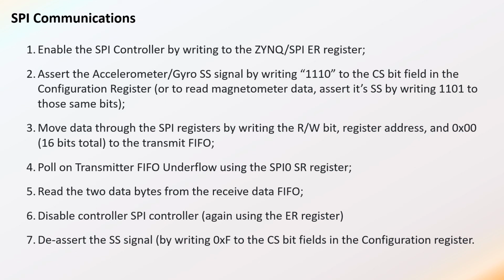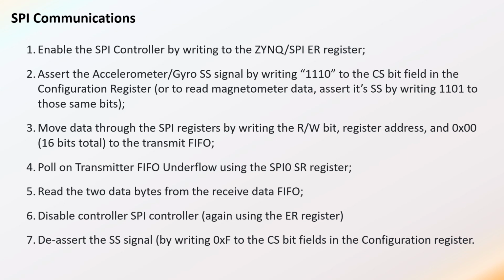So last slide, quick summary for SPI communications. Enable the controller by writing to the Zynq SPI ER register. Assert the gyro SS signal by writing 1110 to the CS bit field in the configuration register. And actually, I think the leading bits don't care, but if you write 1110, that will select the chip select associated with the accelerometer gyro. If you write 1101, that'll select the magnetometer chip select.